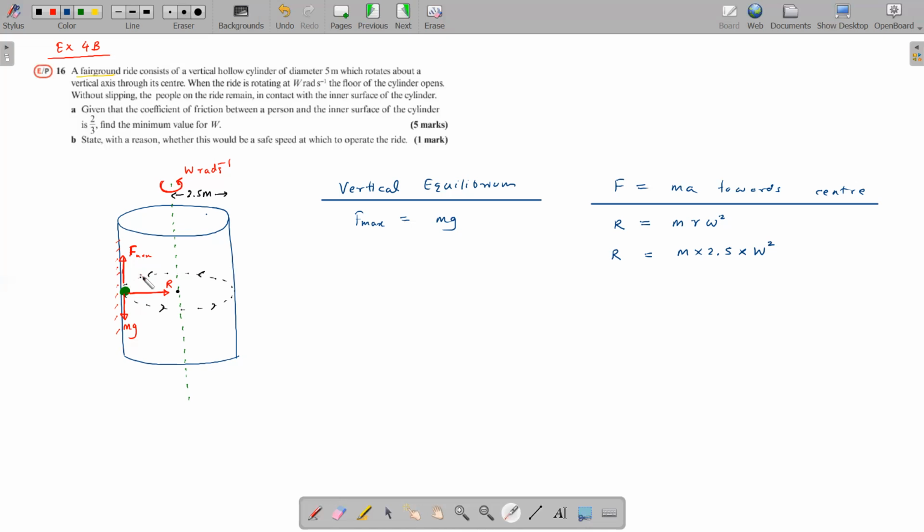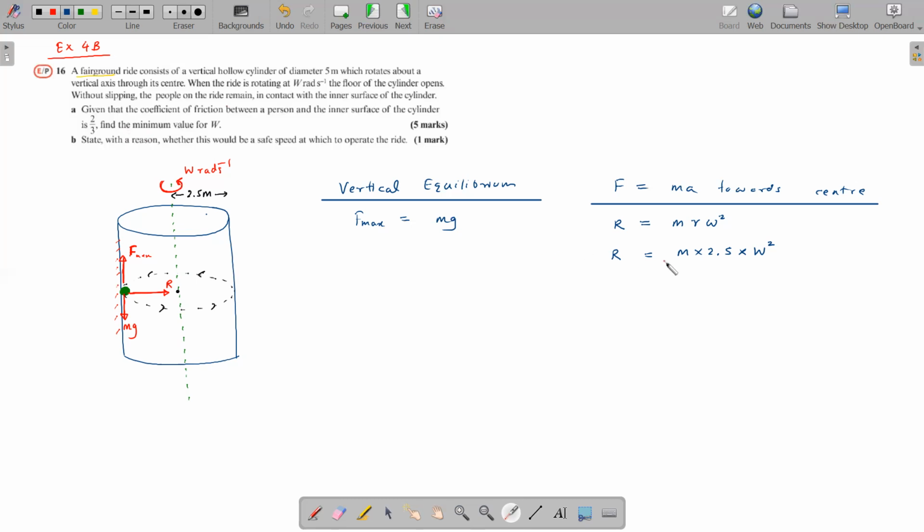But if it was rotating at a higher speed, the normal reaction would be higher and your friction doesn't need to be F max, because in that case you are in equilibrium and you don't have a risk of slipping down. But because they say you're going at the lowest possible speed where you can maintain this, it means you are in limiting equilibrium, about to slip. So that's why we go with F max.